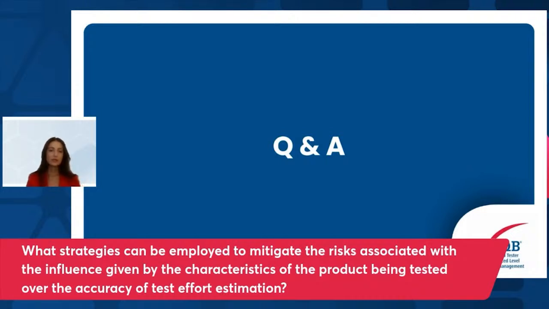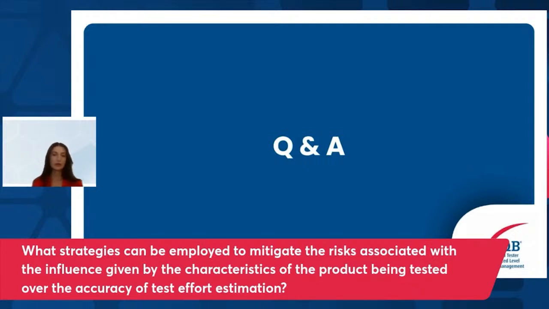What strategies can be employed to mitigate the risk associated with the influence given by the characteristics of the product being tested over the accuracy of test effort estimation? Just 1 second, I need to read it again. What strategies can be employed? Okay. Some strategies to mitigate risks.